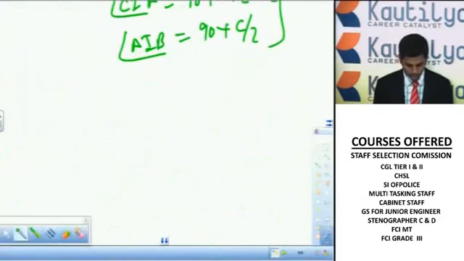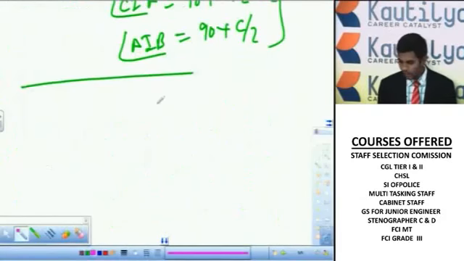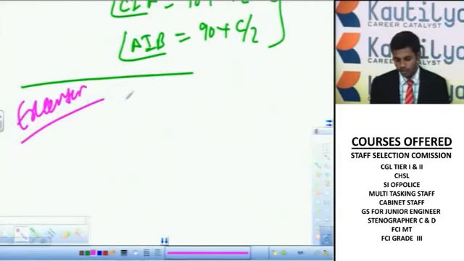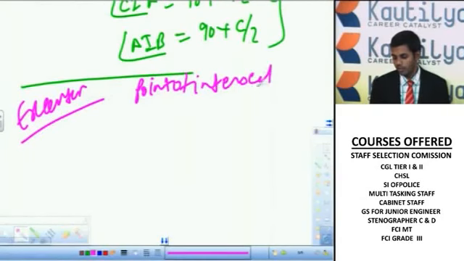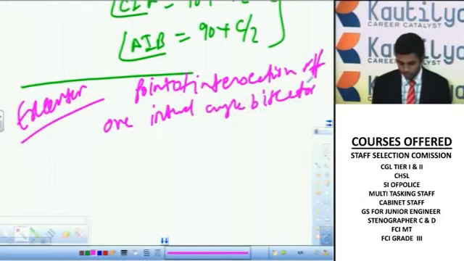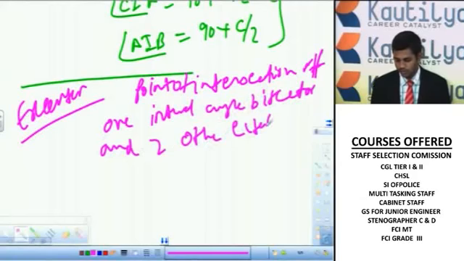that is, coming to the next geometric center, that is the excenter. The excenter is formed by the point of intersection of one internal angle bisector and two other external angle bisectors.